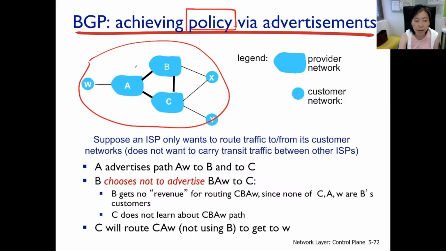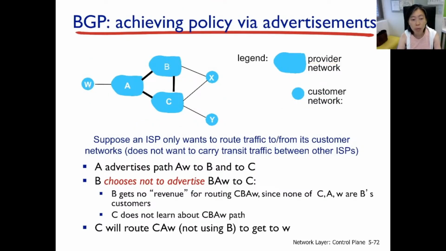Consider this network. We have three ISPs in the middle, A, B, C. They are the provider networks. W, X, Y are the customer networks. More specifically, W is the customer of ISP A. So W pays A some amount of money every month, and A will in turn help W pass packets going out to the rest of the internet or coming in from the internet.